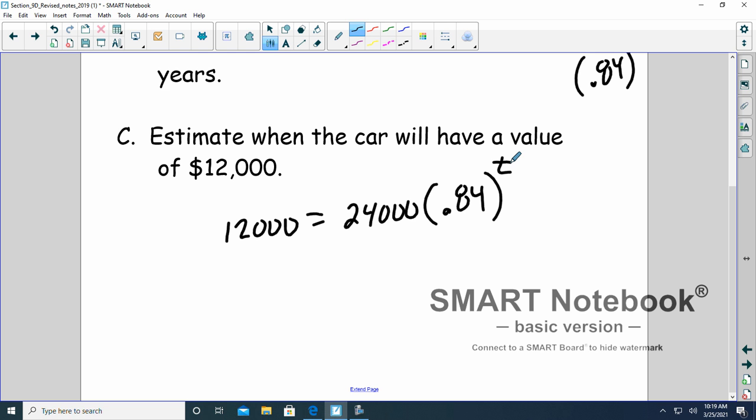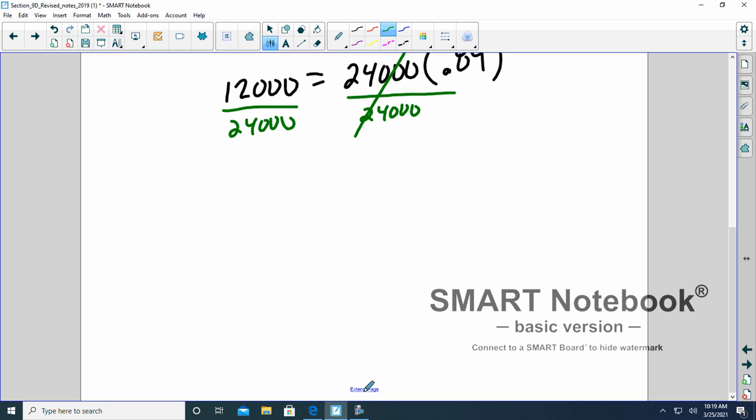So I could shorten this a little bit. I could say let's divide both sides by 24,000. So those cancel, which is going to give me 0.5 equals 0.84 raised to the t.